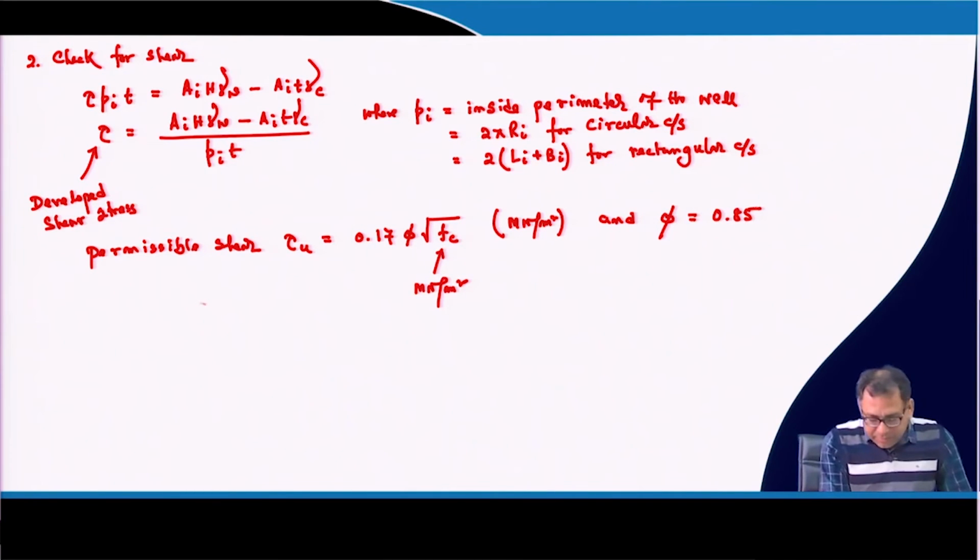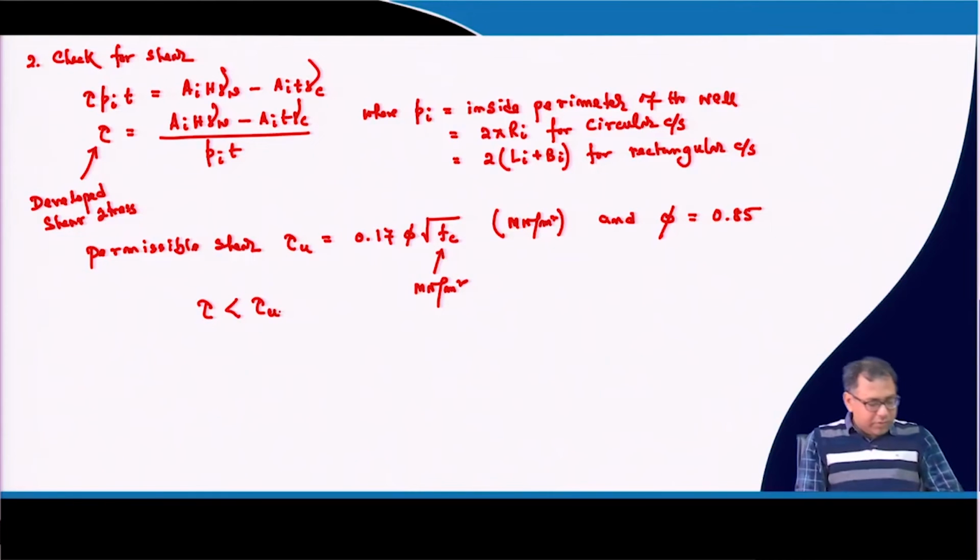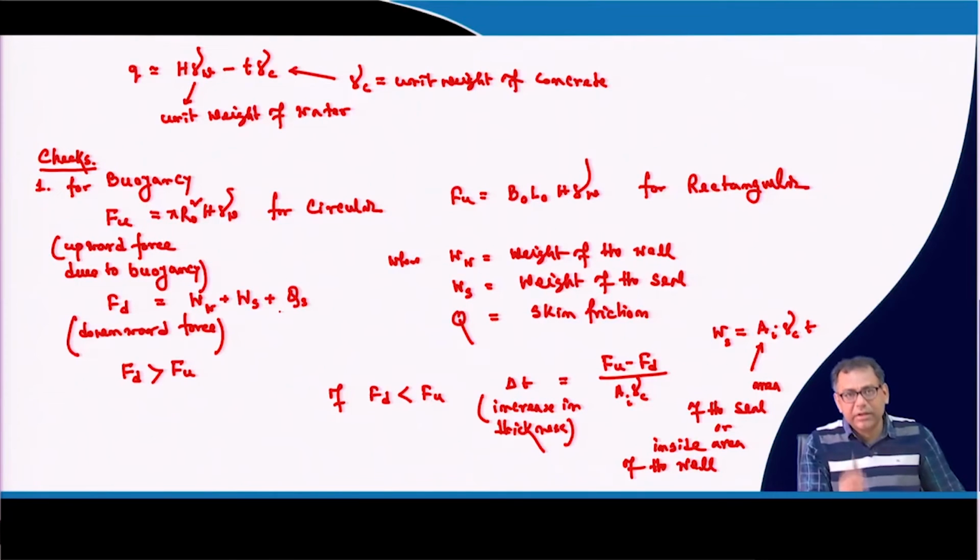Now, for stability purposes, this tau should be less than tau u. So, that means we have to do these two checks to see whether the thickness that we are providing is sufficient or not. One check is the buoyancy force, which is acting in the upward direction. So, this buoyancy force should be taken care of, and we will take care of this buoyancy force with the weight of the well, weight of the seal, and the friction force.